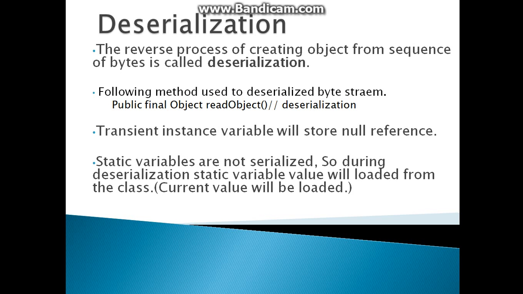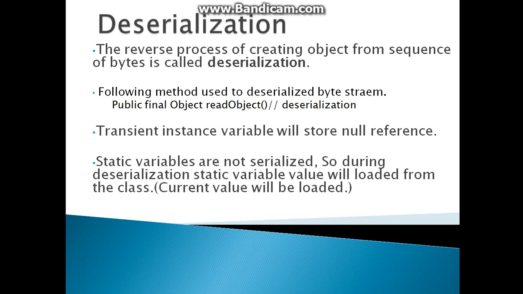Now we have done the serialization, we have got the byte stream. Now again we want to convert our byte stream into the object. So the reverse process of converting byte stream again to the object is called deserialization, and the function which is responsible for that is public final Object readObject. So we can see it is returning the object, and it is final. That means we cannot override it. Transient variables will not participate in the serialization and deserialization process, so they will always store null references.